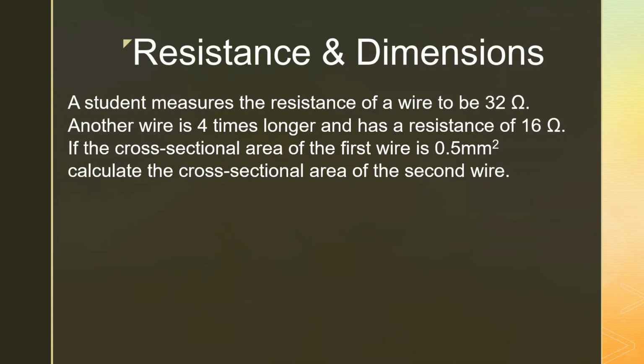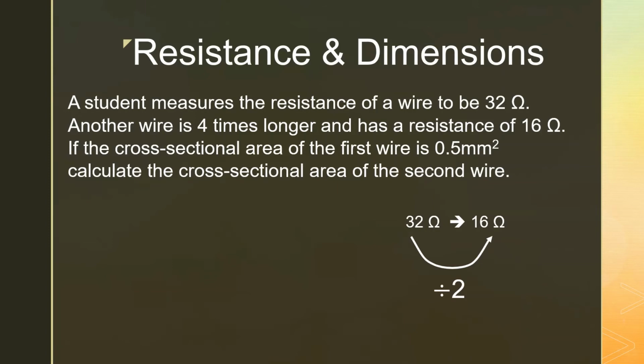So a lot going on in this question. We've got to try and break it down and look at it bit by bit. So we'll start by looking at the resistances of the wires. So we're starting out at 32 ohms and ending up with a second wire of 16 ohms. So what kind of a change is that? Clearly we're dividing by 2. So we know that somehow the changes to our wire need to end up halving our resistance.